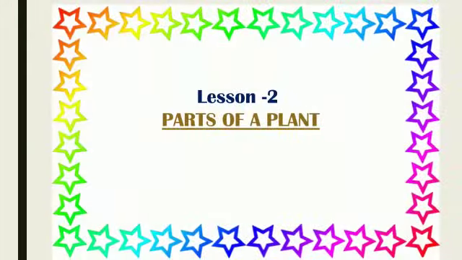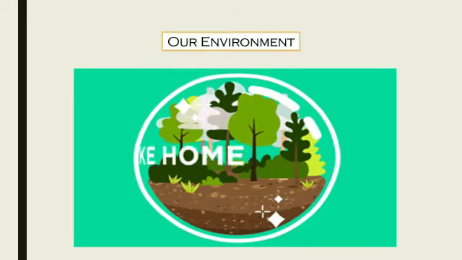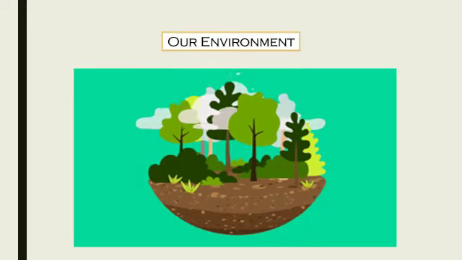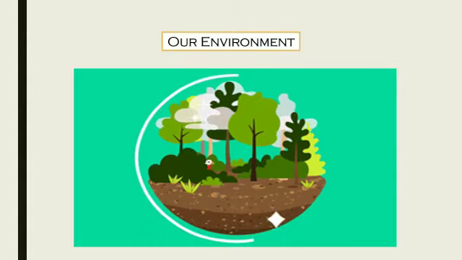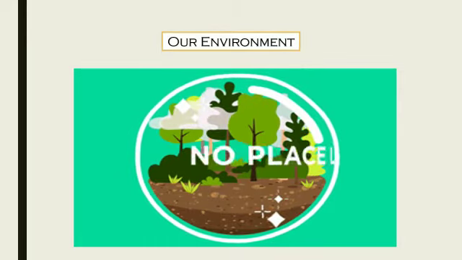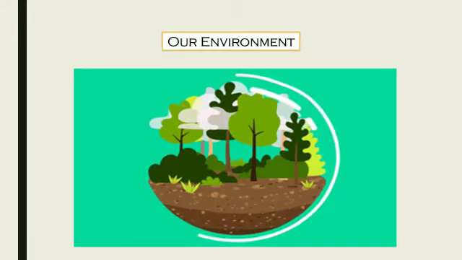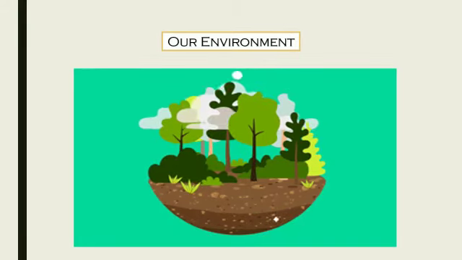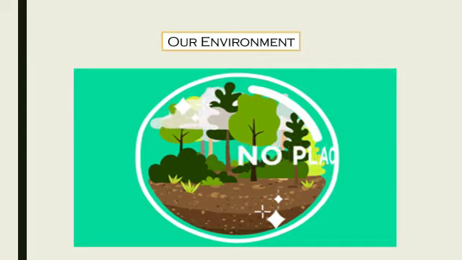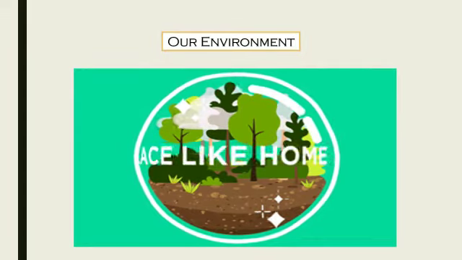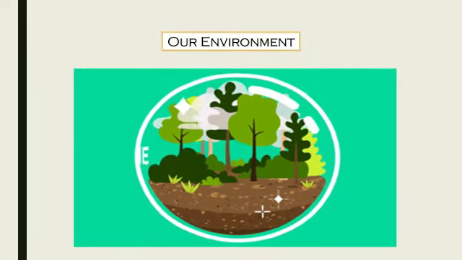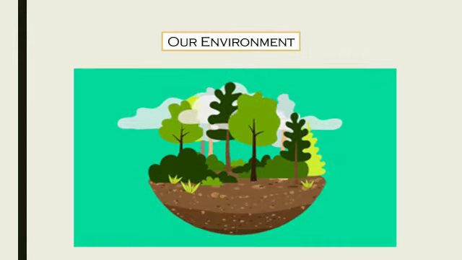Children, in the previous class, you have learned the definition of environment, right? So what is environment? Our environment is made up of both living and non-living things. So you all know that plants are also important living part of the environment. Without plants, there would be no food to eat and no air to breathe.